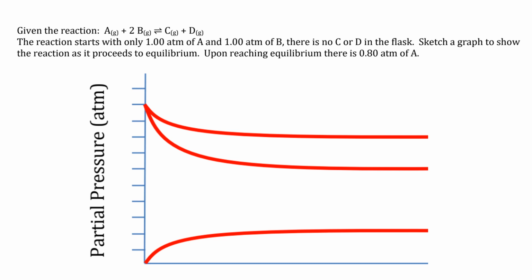Upon reaching equilibrium, there is about 0.8 atmospheres of A. So we're looking here: point 1, point 2, point 3, point 4, point 5, point 6, point 7, point 8, point 9, 1.00 atmospheres. We're starting with 1 atmosphere of A and B, so this is going to be right here. Upon equilibrium, A is going to reach about 0.80 atmospheres, which is right about here. So this has to be A. This is B. And then this is C and D right here, because both of them have the same number of moles, 1 and 1. You see that A is a little bit higher than B, because for this reaction to occur you need 2 moles of B versus only 1 mole of A. So C and D are at the same point because you have the same moles of each.